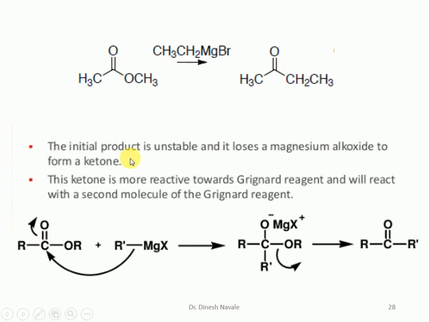So this is the initial step. We easily form the Grignard reagent, which is going to attack the carbonyl carbon, and we get the formation of ketone. So it is the conversion of ester into the ketone by using the Grignard reagent.